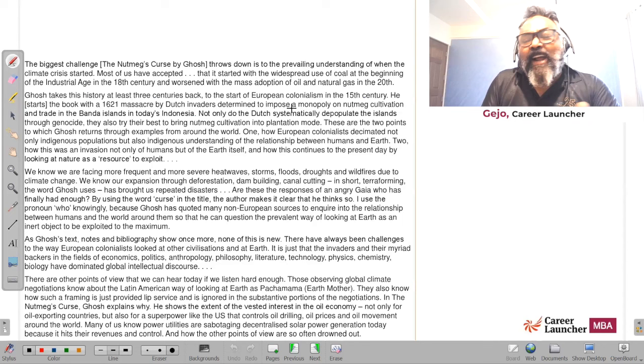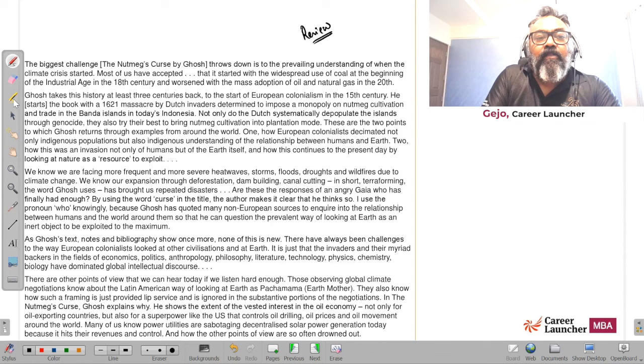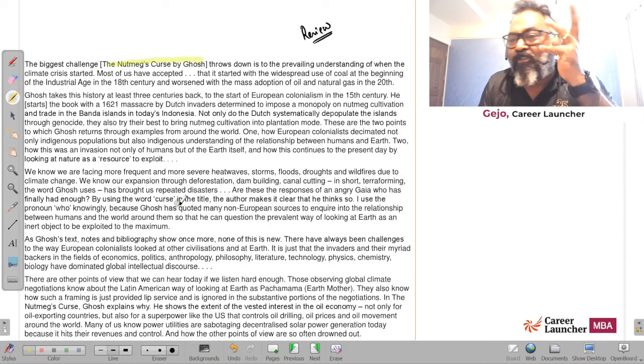And this is kind of a review also, more in terms of a review of a particular book, The Nutmeg's Curse by Ghosh. That's basically what the passage is, kind of a review as well. So let's give it a go and see what the passage is trying to tell us.